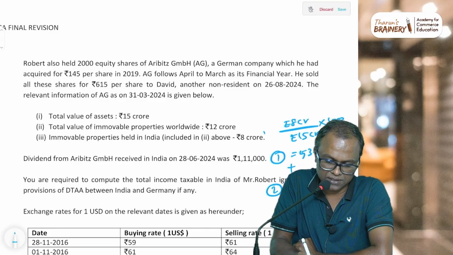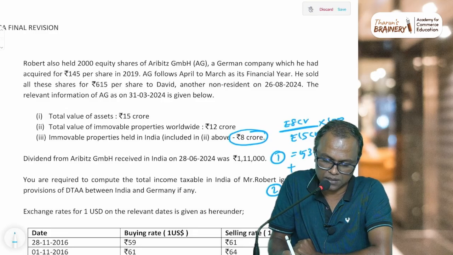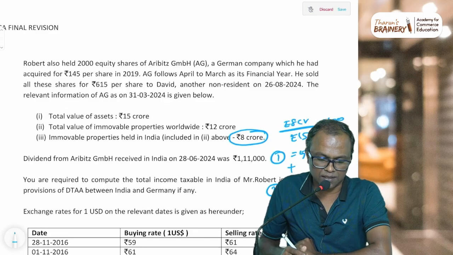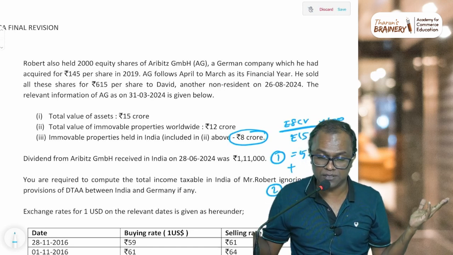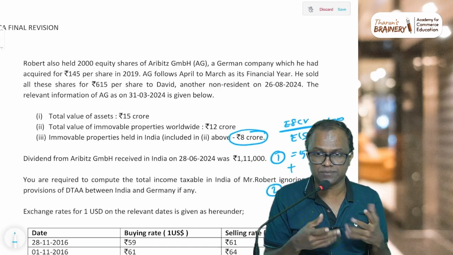So what is the value of Indian assets? Only 8 crore, which is less than 10 crore. Second condition is not satisfied. So indirect transfer provision not applicable. So no need to compute any capital gain.